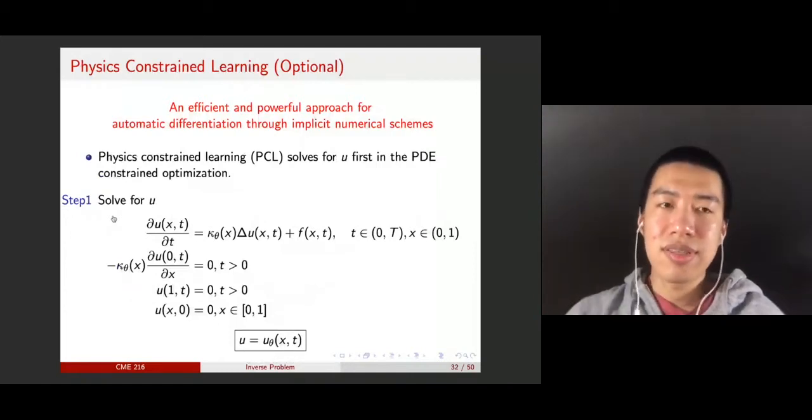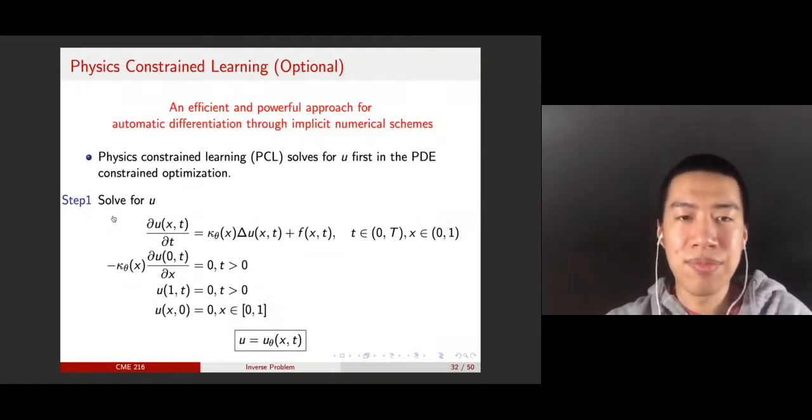Hello, welcome. Now let's consider an efficient and powerful approach for automatic differentiation through implicit numerical schemes. This can be used to train neural networks where you use very complex numerical solvers. This is called physics constrained learning, and this material is optional.